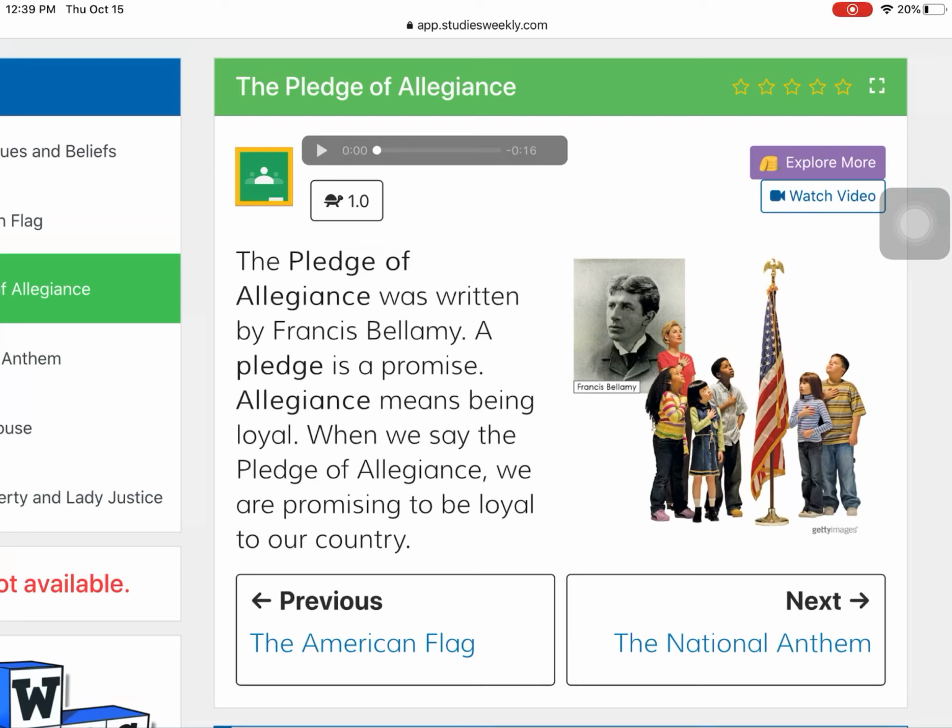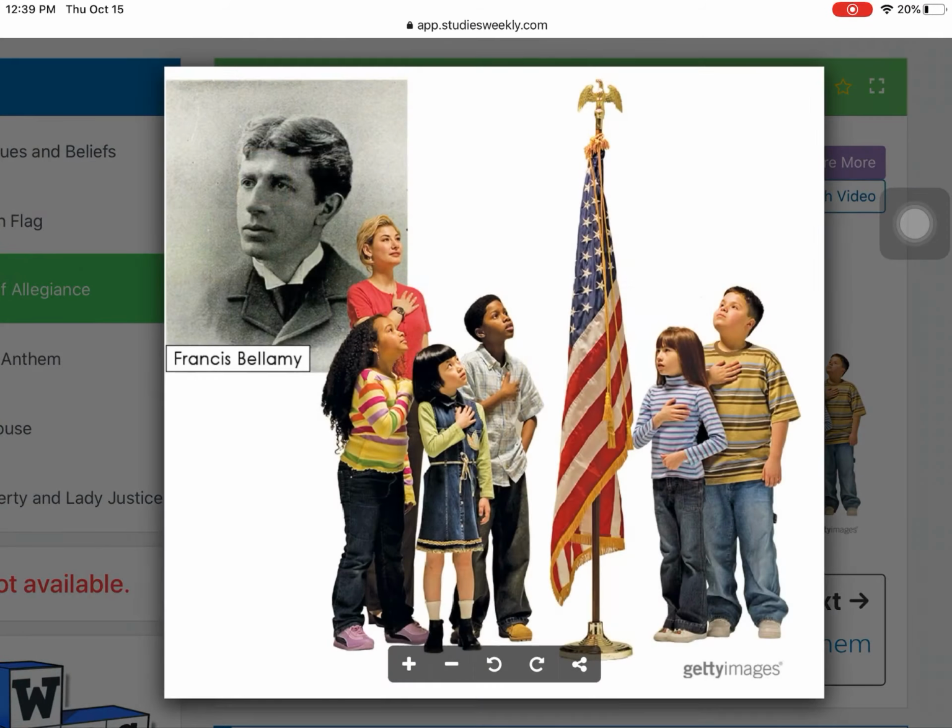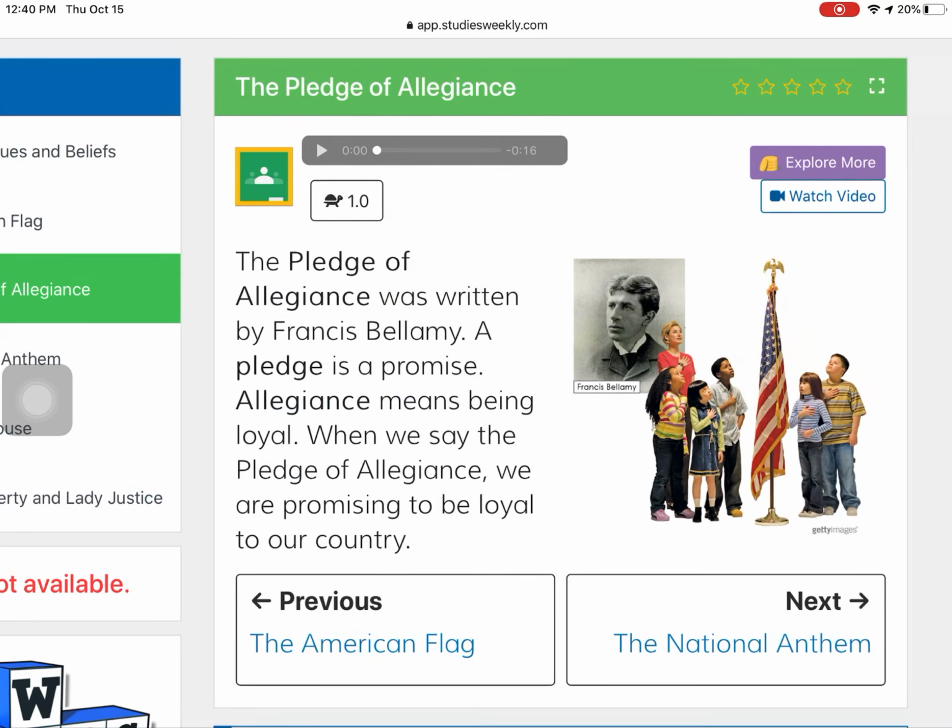So I'm going to go ahead and read this short paragraph here. The Pledge of Allegiance was written by Francis Bellamy. A pledge is a promise. Allegiance means to be loyal. When we say Pledge of Allegiance, we are promising to be loyal to our country. If you take a look at this picture over here, the man in the black and white image, that is Francis Bellamy. He is, again, the author of our Pledge of Allegiance.